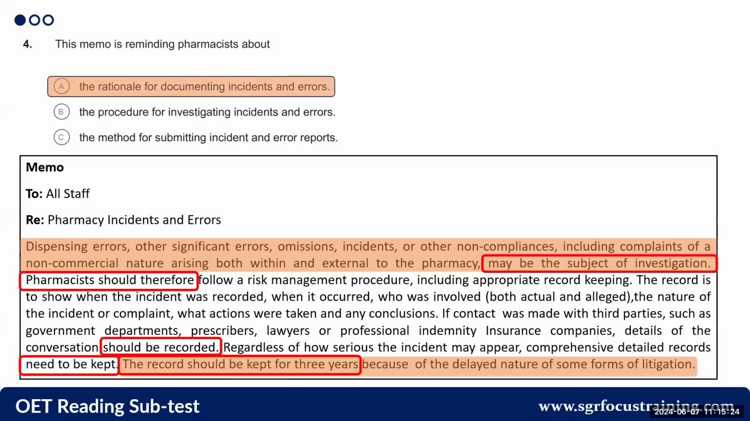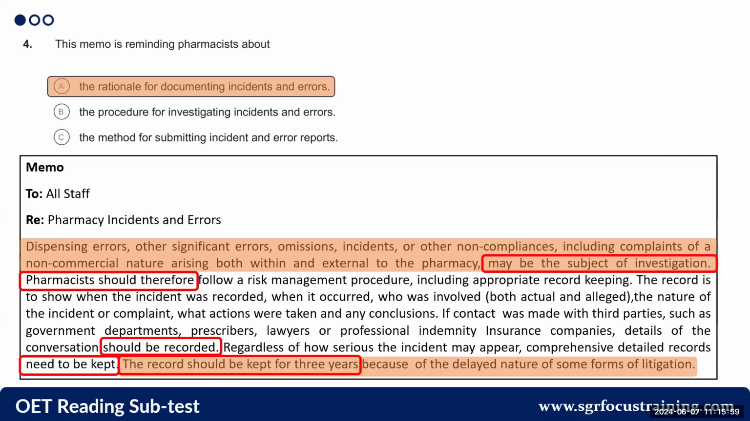Okay, so if we take a look at the first option, it talks about the rationale. The next option talks about the procedure. And the next option talks about the method. So the rationale means it gives us a reason. Whereas for B, if B is correct, it gives us a procedure, what to do. Similarly, C will also give us a procedure or a method.